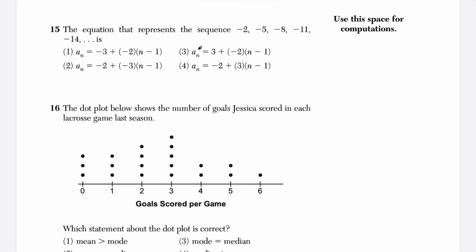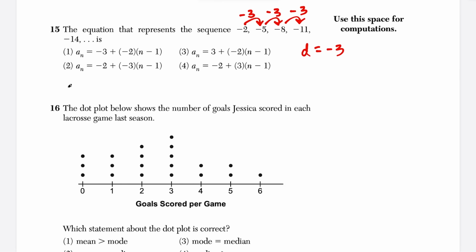Question 15, the equation that represents the sequence given here is, and we have these 4 answer choices to choose from. Well, for one, we have to recognize what type of sequence this is. And this is an arithmetic sequence. If we look, we could see that to get from one value to the next, we're subtracting 3 each time. So the value that you add or subtract each time is the common difference. So here, I would say my common difference is negative 3.